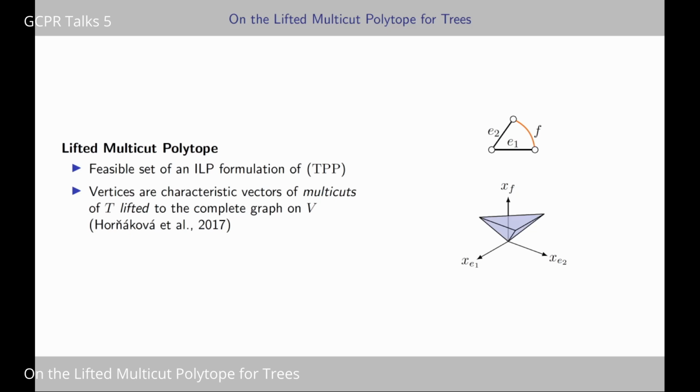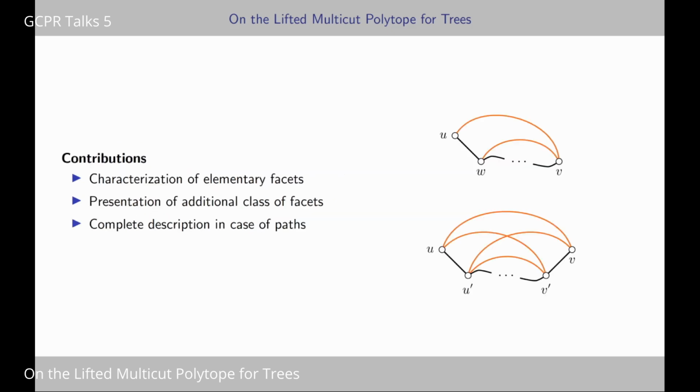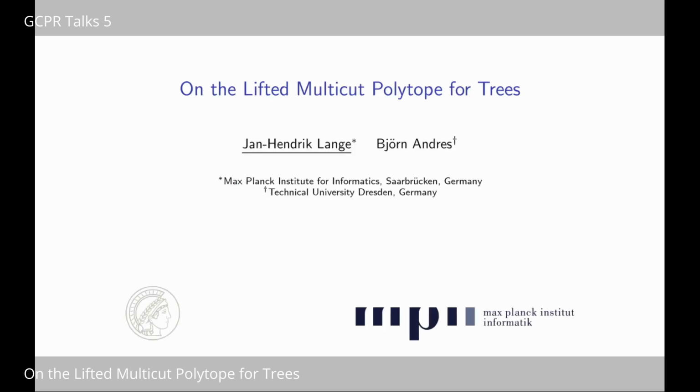We study the feasible set of an ILP formulation of this problem, which is equivalent to the lifted multicut polytope for trees. The name is due to its vertices being the characteristic vectors of multicuts of T lifted to the complete graph. In this paper, we characterize its elementary facets and present an additional class of facets associated with paths in the tree. We further show that the facets we discuss yield a complete description of the polytope if the tree itself is a path. For more details, you are welcome to attend our talk.